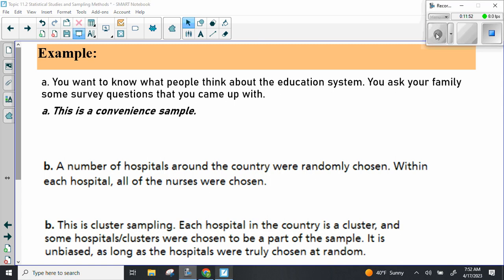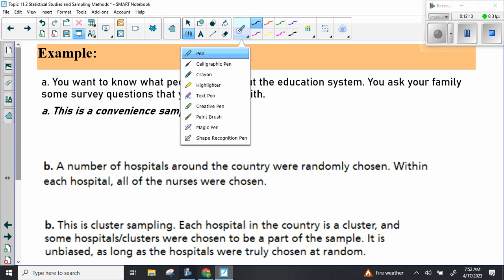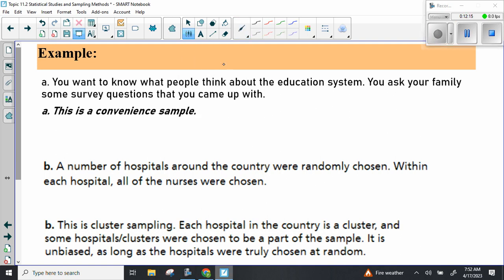All right, so a number of hospitals around the country were randomly chosen. Within each hospital, all of the nurses were chosen. So, right, this is a cluster sample because they weren't randomly selecting individuals, right? But groups of individuals are being sampled. So it's a cluster sample because groups are selected, not individuals.